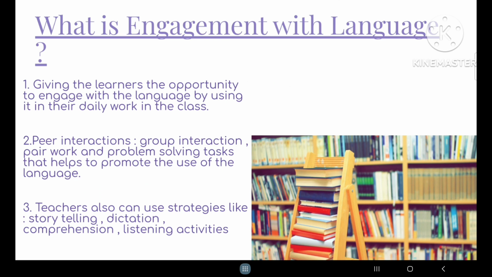What is engagement with language? Giving the learners the opportunity to engage with the language by using it in daily activities in the classroom. Peer interactions, group interaction, pair work, and problem-solving tasks help to promote the use of the language. Teachers also can use strategies like storytelling, dictation, comprehension, and listening activities.